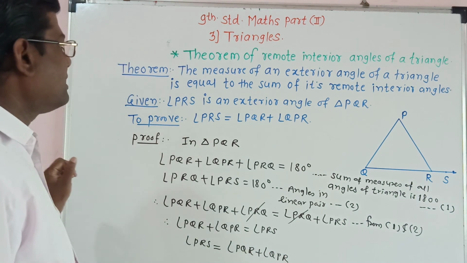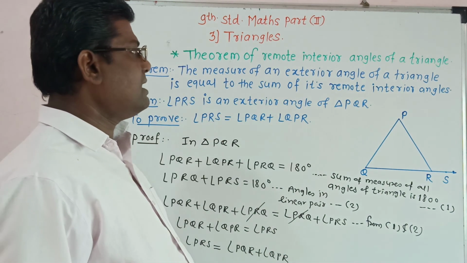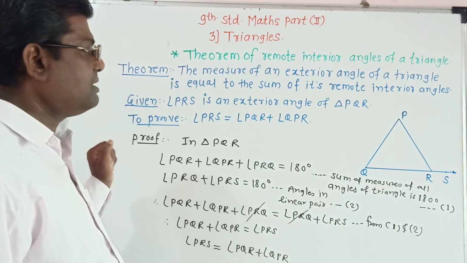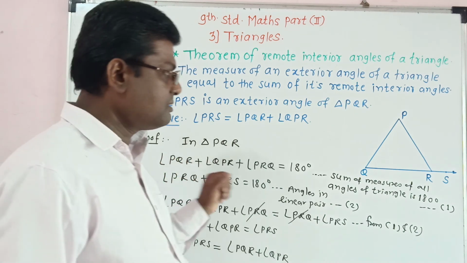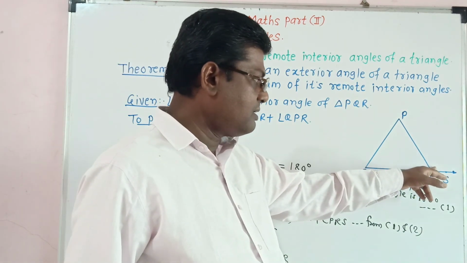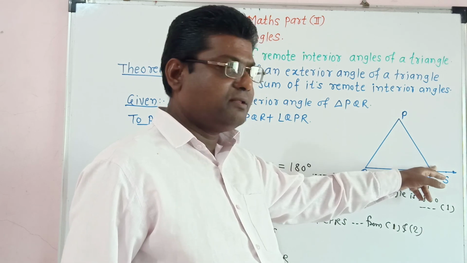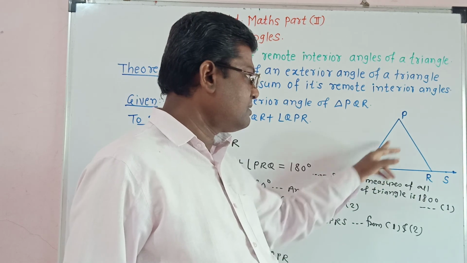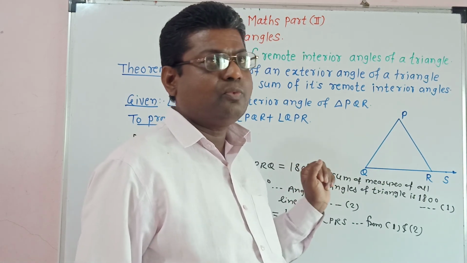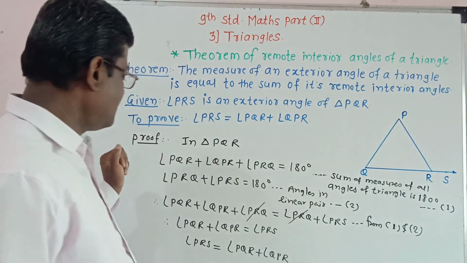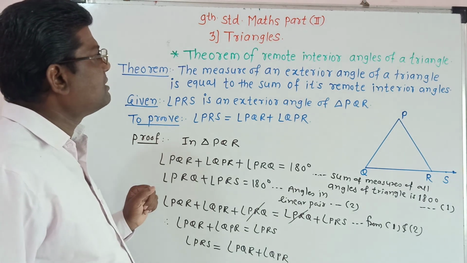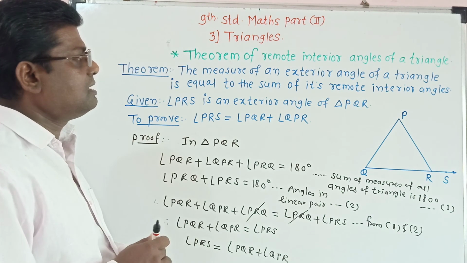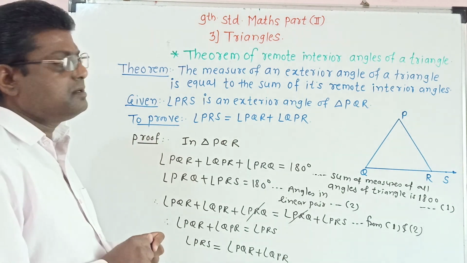So what is this theorem? The measure of an exterior angle of a triangle is equal to the sum of its remote interior angles. This is the exterior angle and its measure is equal to the sum of measures of these two angles. These two angles are called remote interior angles. Thus this theorem is proved, and this theorem is called the theorem of remote interior angles of a triangle.